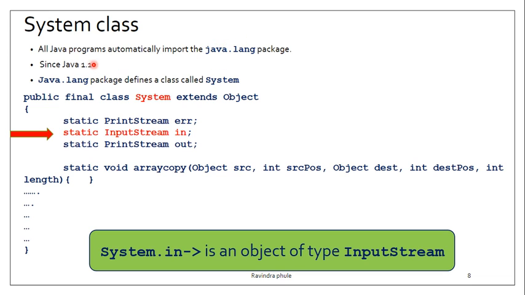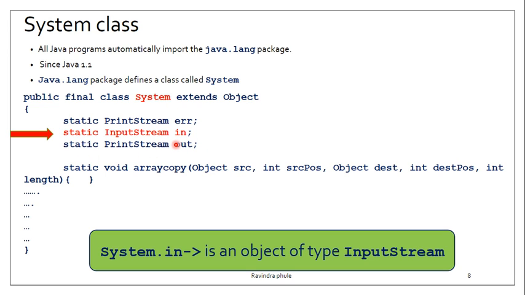This feature has been there since the beginning of Java, from the Java 1.1 version. The java.lang package defines a class called System. You can see this is the System class. Which kind of class is this? It is a final class.